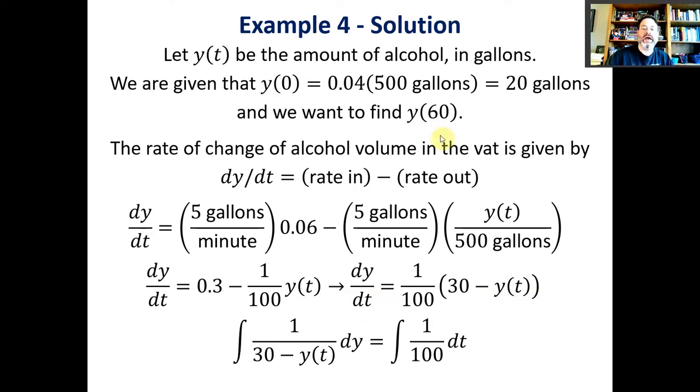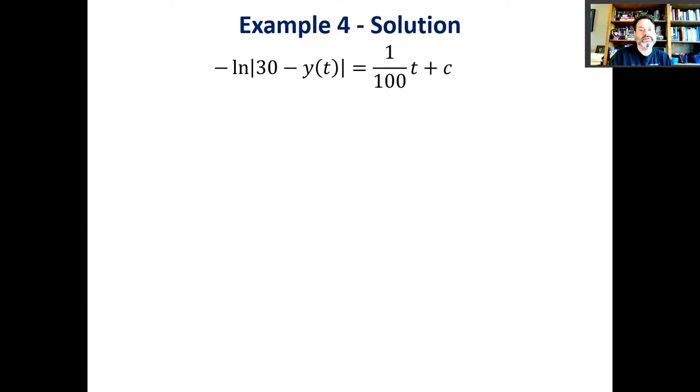And you can see what's going to happen, right? This is just going to be 1 over 100t plus c on the right. On the left, this is just a natural log of this, but because there's a minus, the chain rule and the derivative gives us a minus, so we have to include a minus. So it's negative ln of 30 minus y of t. Over here, we knew we were going to get this, right? Just doing a simple integral.